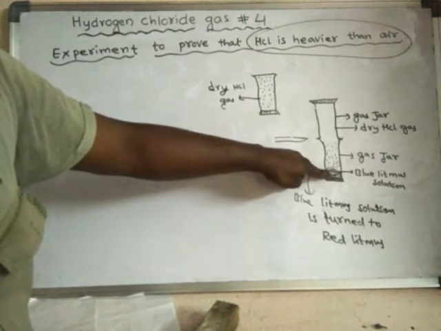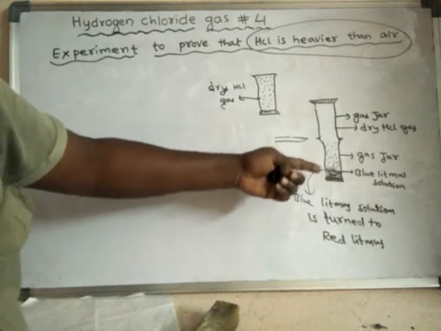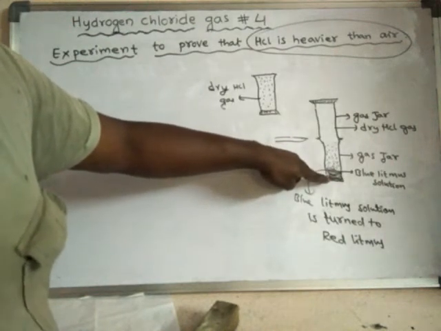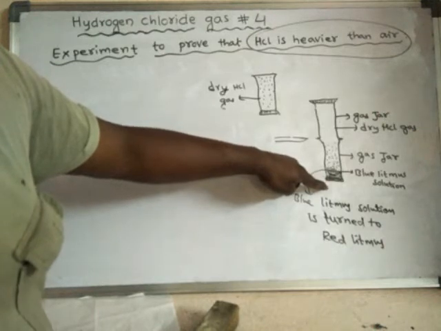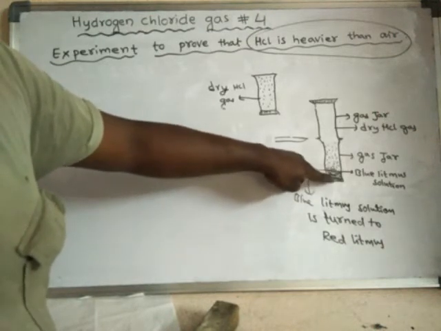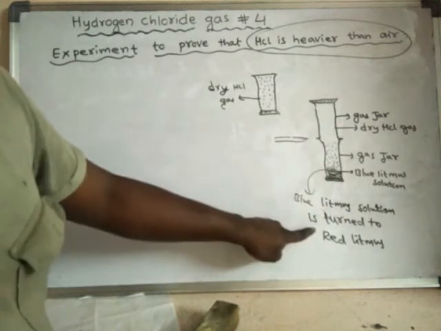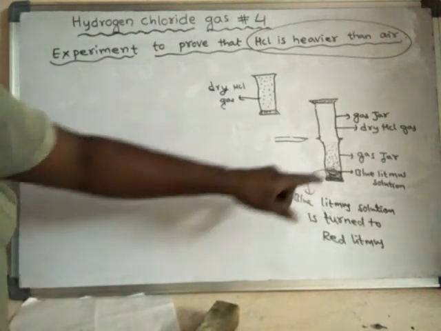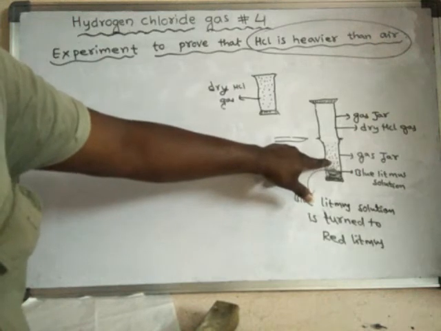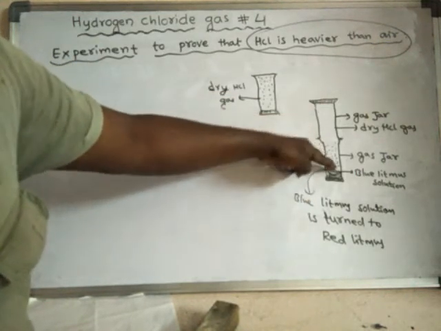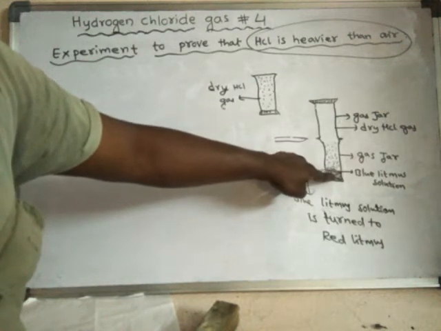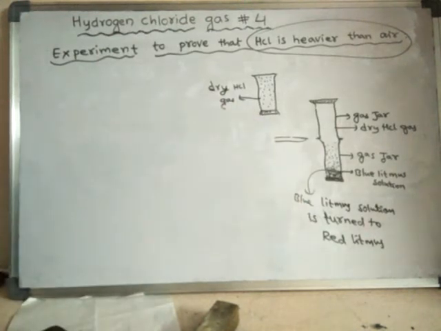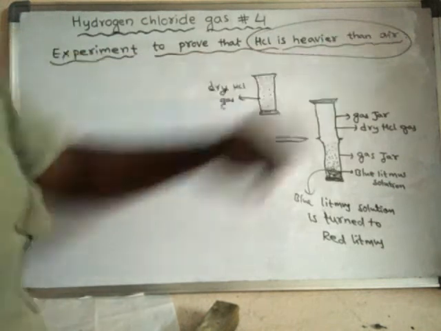Whenever, actually HCl gas is not acid, but as it is in solution, it contains water. So when HCl gas is dissolved in water, what happens? It turns into acid. Now in the presence of that acid, the blue litmus solution is turned to red litmus. So from this it is understood that HCl gas is heavier. As it is heavier than air, it will come and settle at the bottom, and it will come into contact with the blue litmus solution, and hence blue litmus solution will turn to red. So with this experiment, it is proved that HCl is heavier than air.